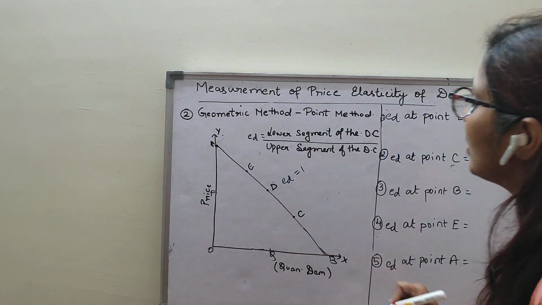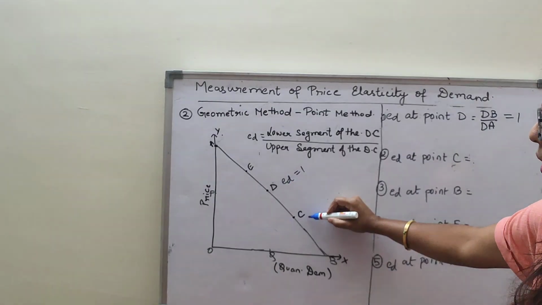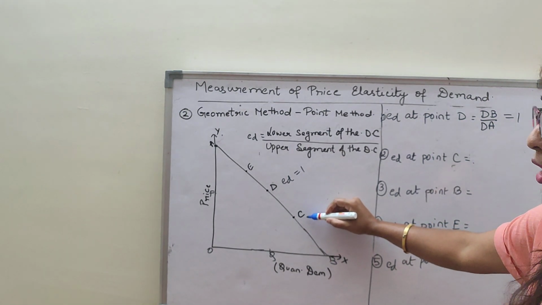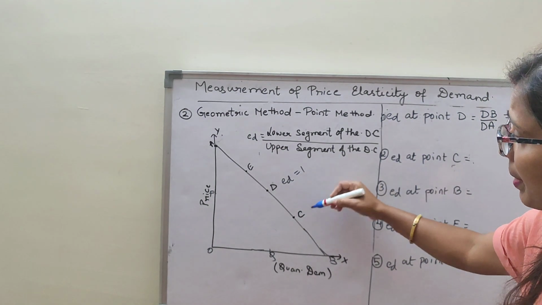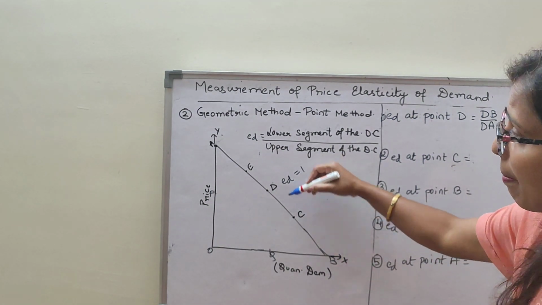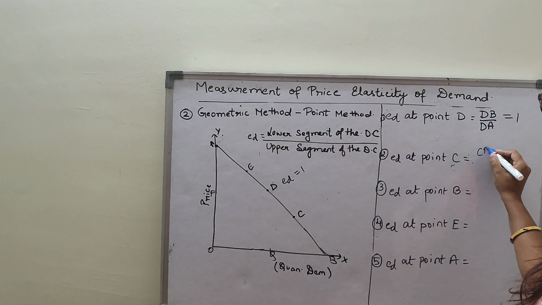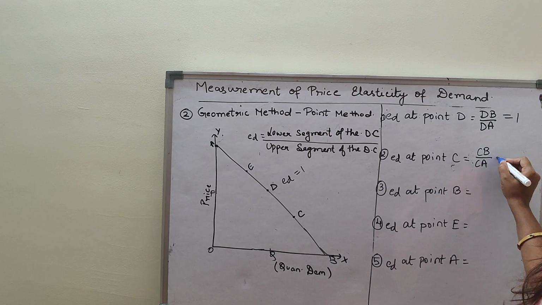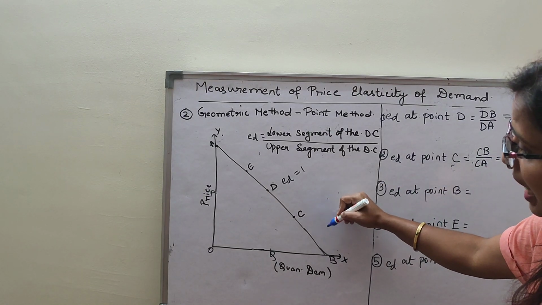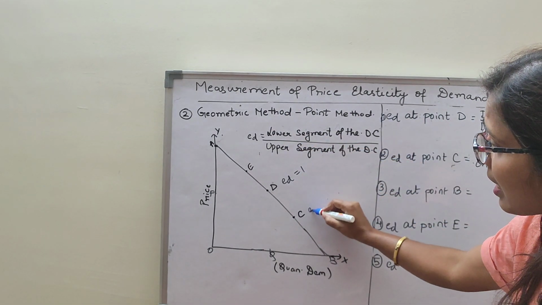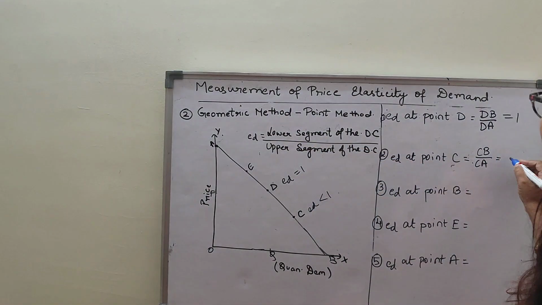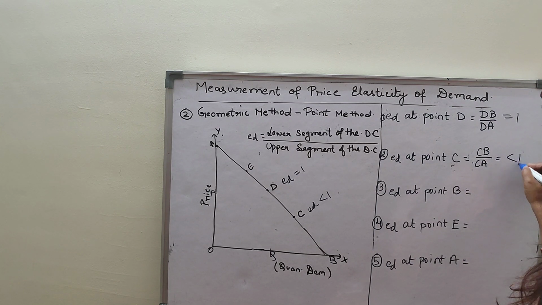Now, if I ask you to find out the elasticity at point C, what will be the elasticity? See, lower segment by upper segment. Lower segment is CB, upper segment is CA. CB by CA. That means the lower segment is smaller than the upper segment. So here elasticity is less than 1. ED is less than 1.